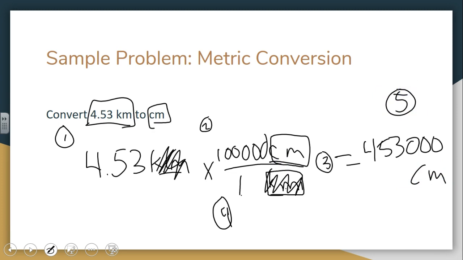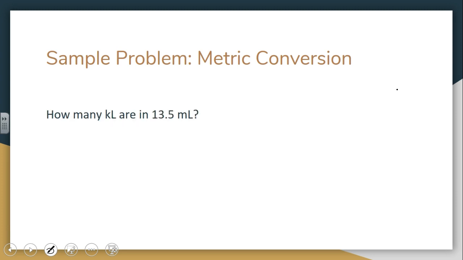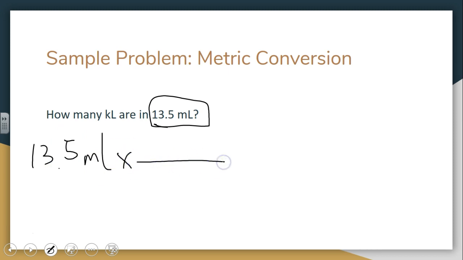Okay, so we've done all 5 steps, and I've shown you all 5 steps. Now I did that one a little slow, just so you could see the steps. But let's try this one. It says how many kiloliters are in 13.5 milliliters. Okay, so step 1, 13.5 milliliters. That's 1. Step 2, X line. So there's drawing an X line. It's funny that one step of the whole process is just drawing an X and making a line.